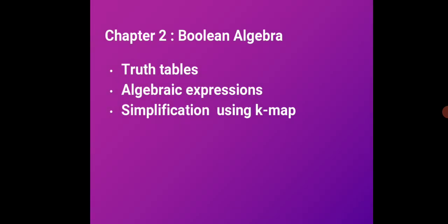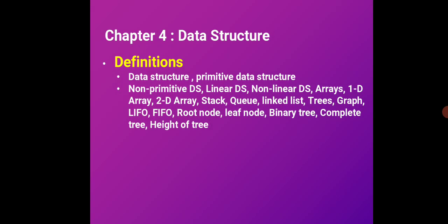The next important concept is truth tables, algebraic expressions, and simplification using K-map. Here a truth table and algebraic expression are very important for 2 marks and 3 marks, and simplification is in K-map. Simplification using K-maps with SOP and POS. The next is chapter number 4, Data Structure.